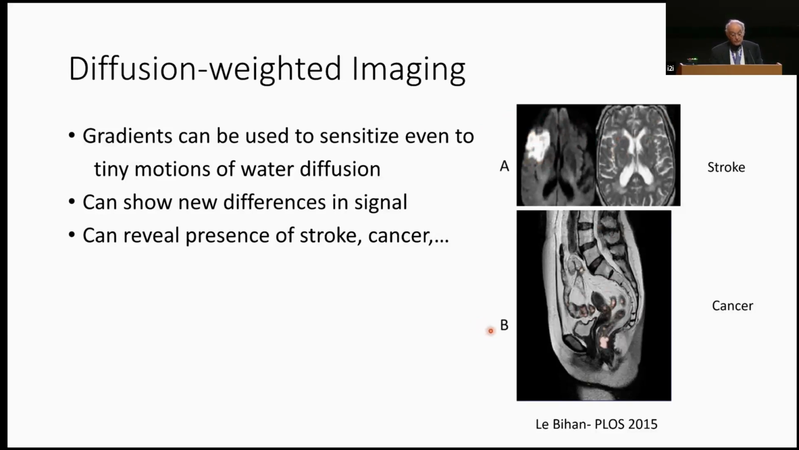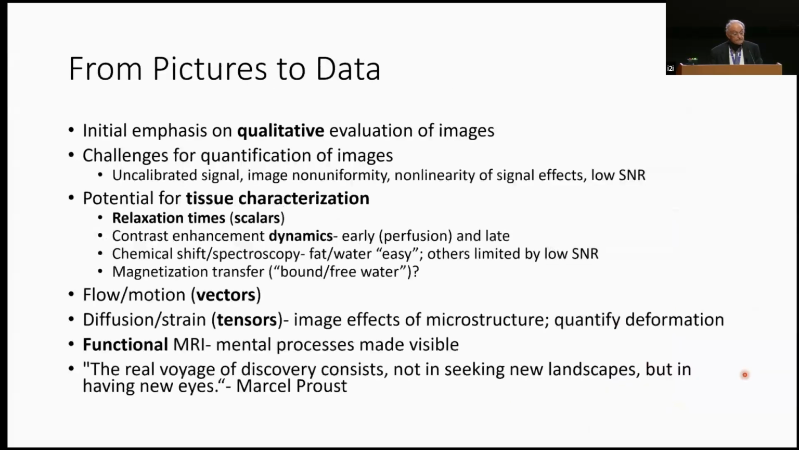Similarly, in cancers, for example, or infections, we may have local alterations in diffusion, which can make things much more apparent than they would otherwise be, being very similar to surrounding structures. So these images are really neat. They're very clinically useful, but the question is, can we go beyond that?